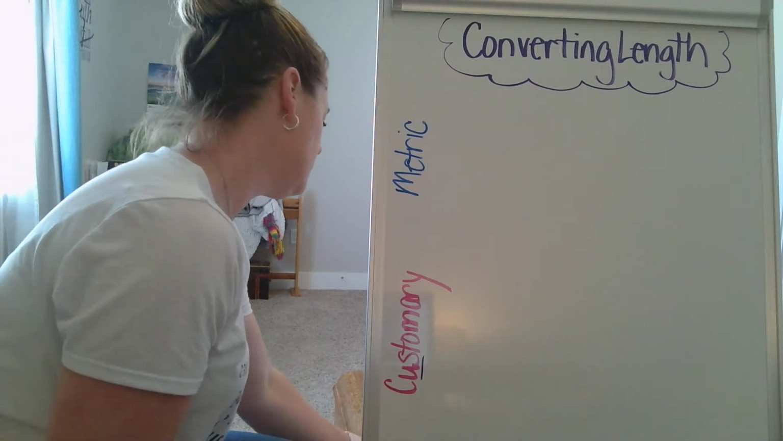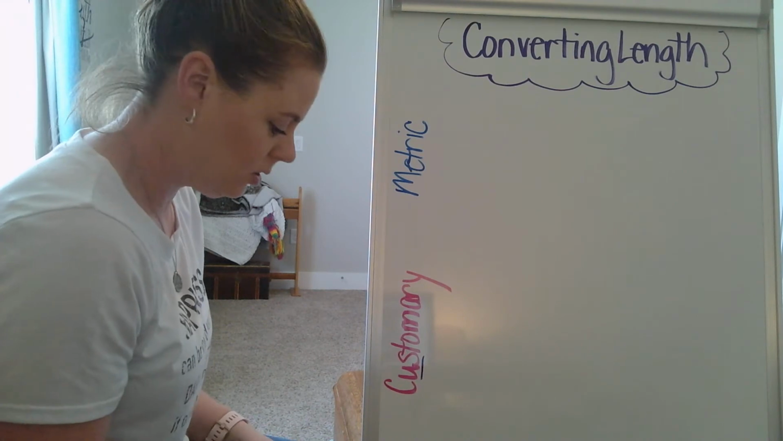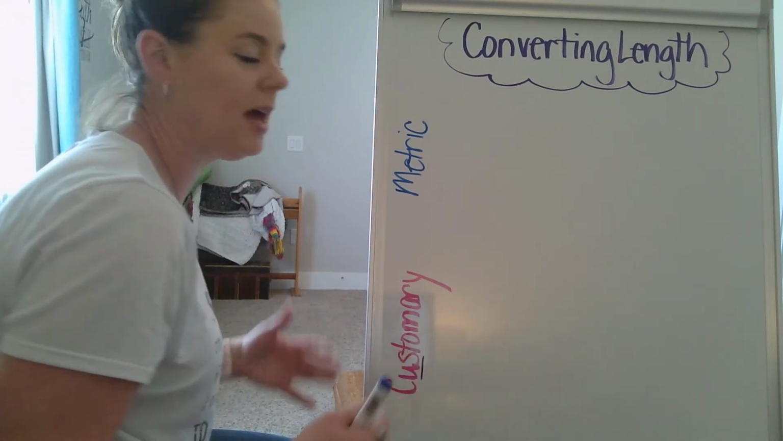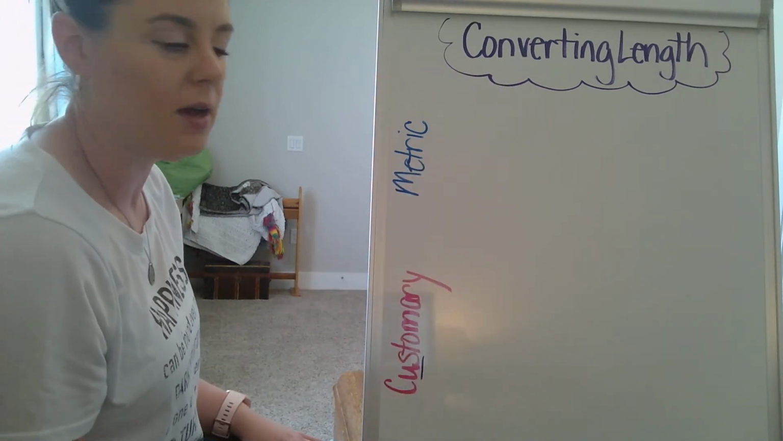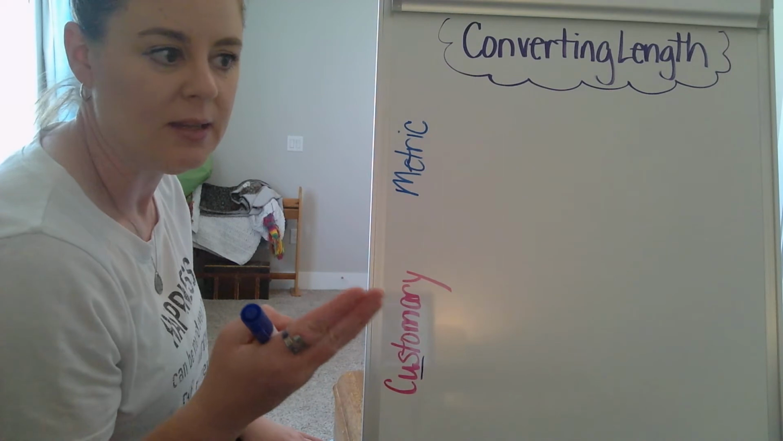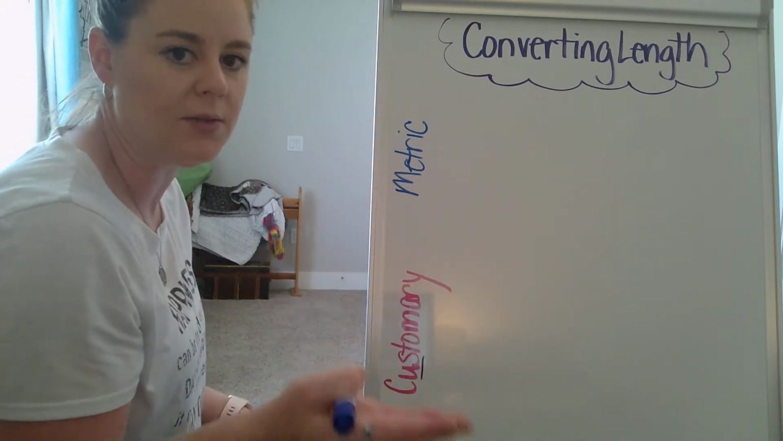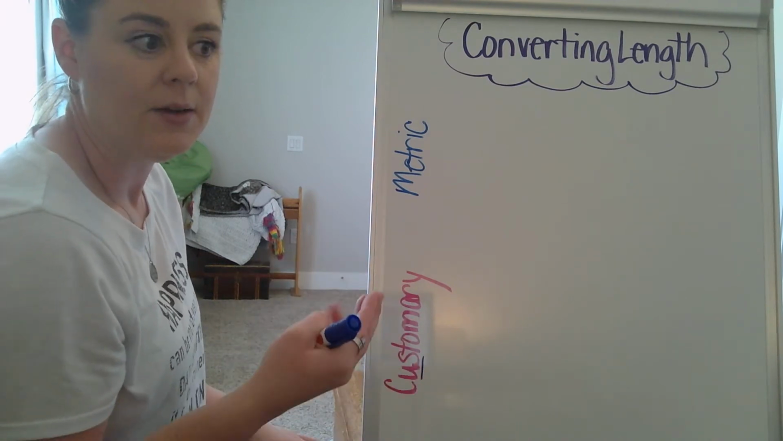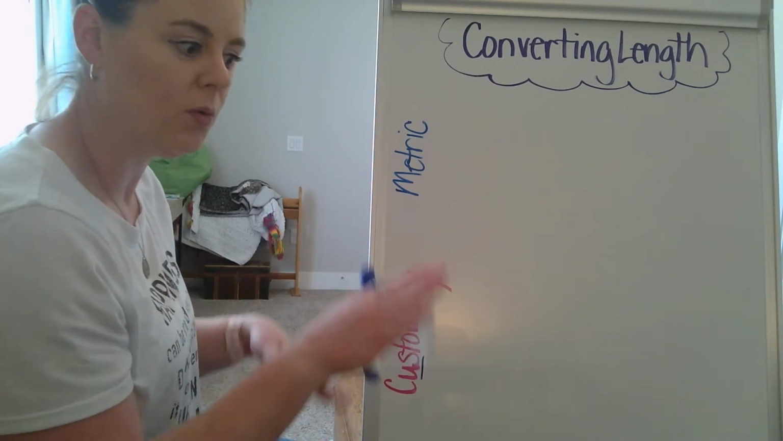Okay, so let's take a look at our metric. Metric, like I said, is base 10, so it's fairly easy to learn. You just have to remember 10, 100, 1000. That's all you have to remember. And you have to remember the prefixes, like kilo, deci, centi, and milli. You need to remember what those are.